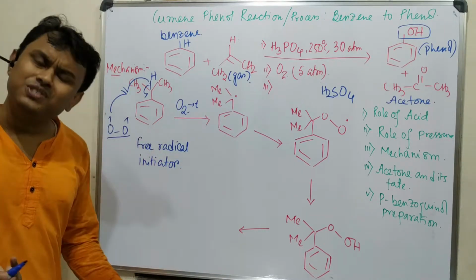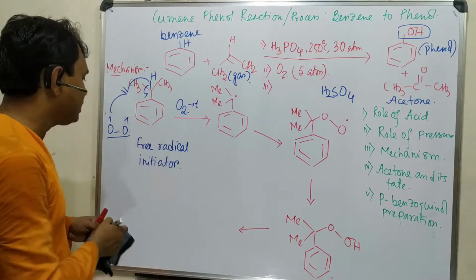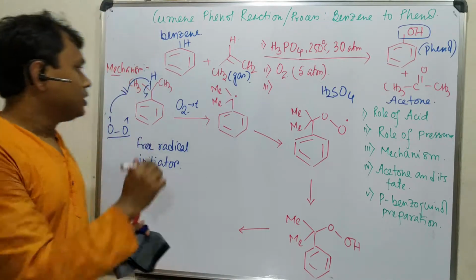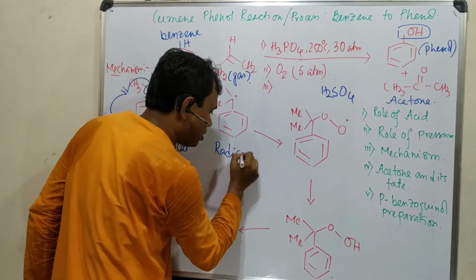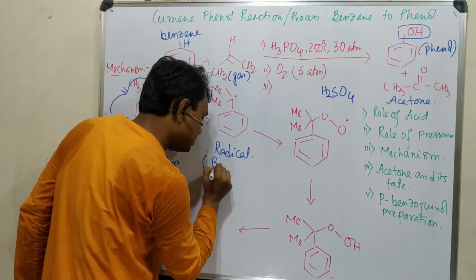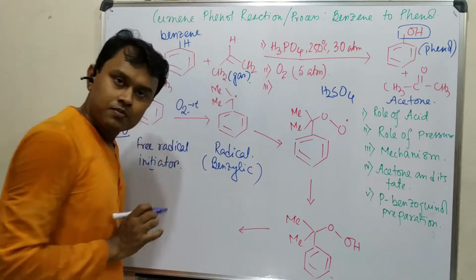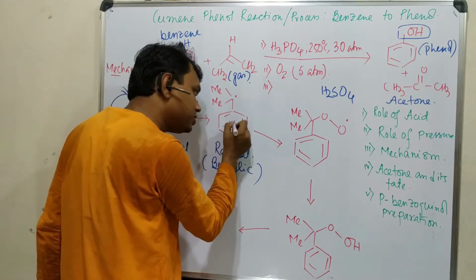Then why oxygen? Because it's cheap. In the atmosphere 20% oxygen is there, so it is better to use oxygen, a cheap material. So this is the first step, it is acting as a free radical initiator. This produces a radical species, or more specifically we say this is a benzylic radical. Benzylic radical means stabilized through resonance of this benzene nucleus.